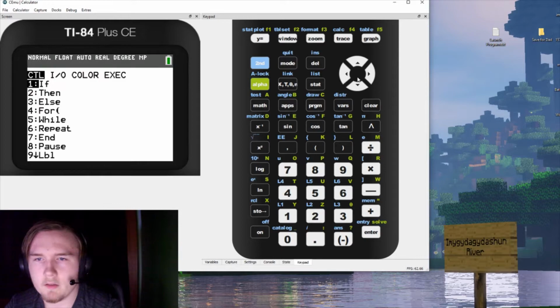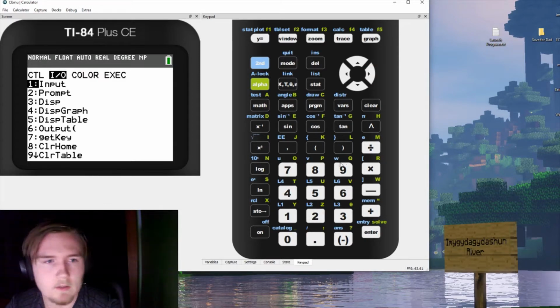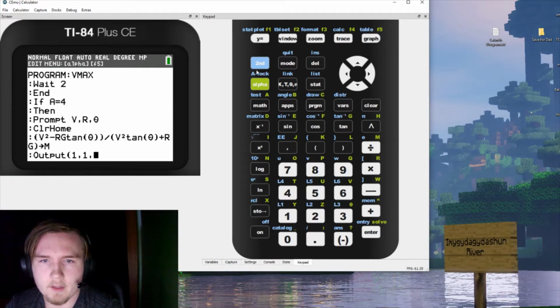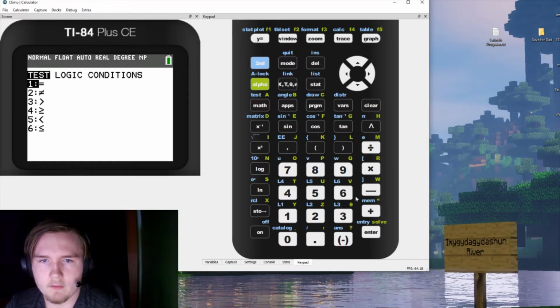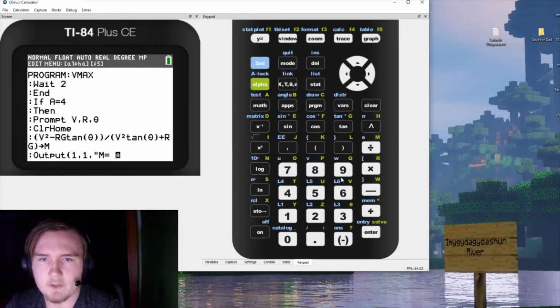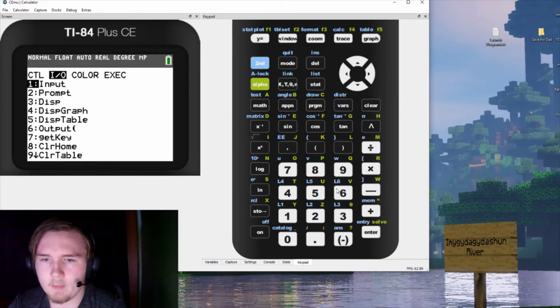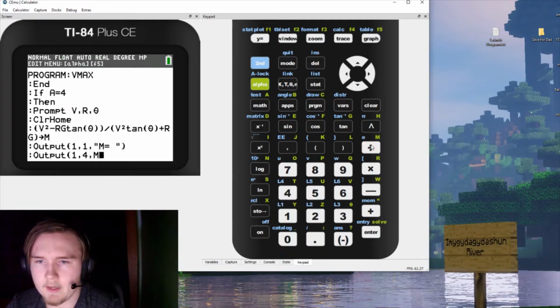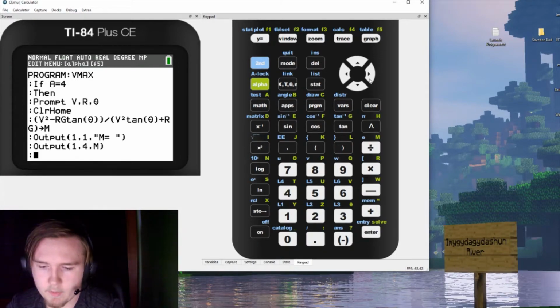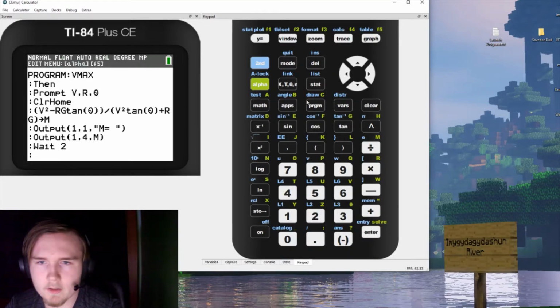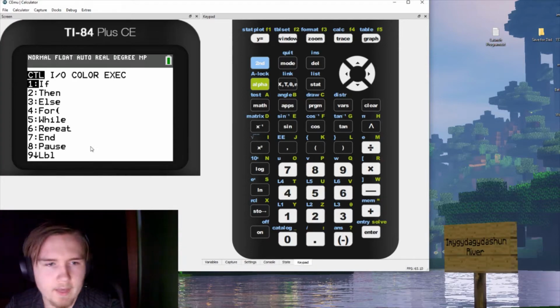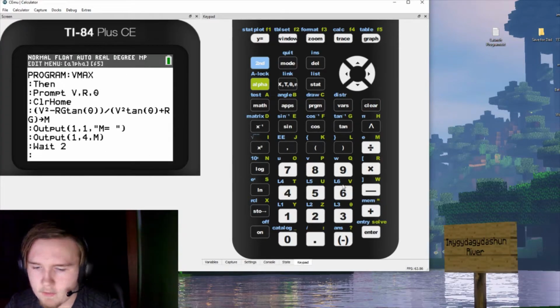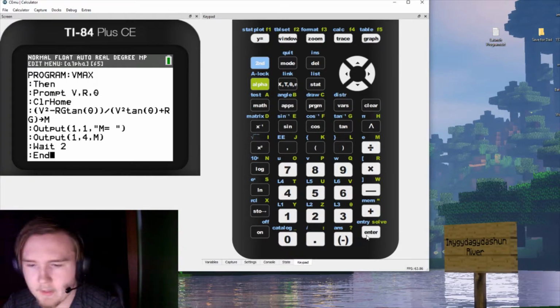Now again, we're halfway done now. We need to output at 1, 1, or 2, 1 if you are in the non-color. M equals space, close that out, and then again output at 1, 4 or 2, 4 if you were on the non-color, and output M. Then again, one last time for this section. That's again program alpha A, or just do the wait, do the pause if you are on the non-color, which is program 8. Wait 2, and then program 7 for end. And that is it for Vmax.